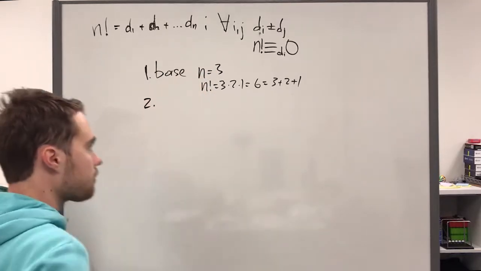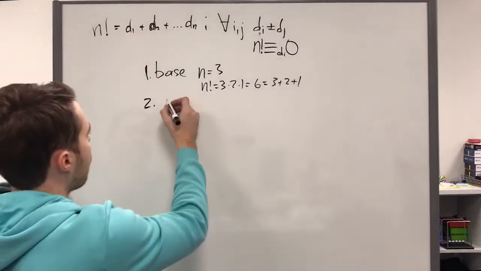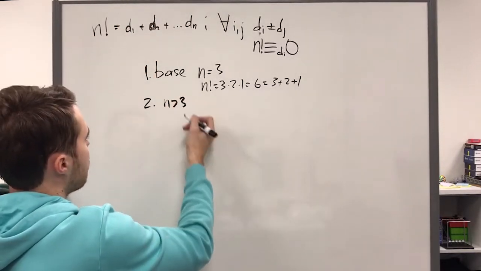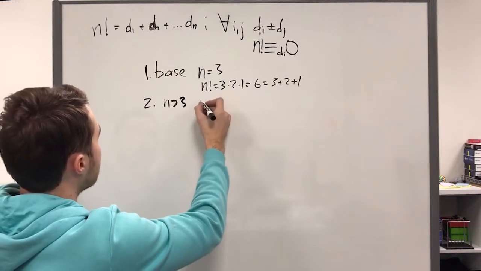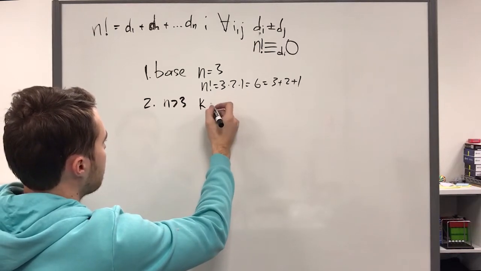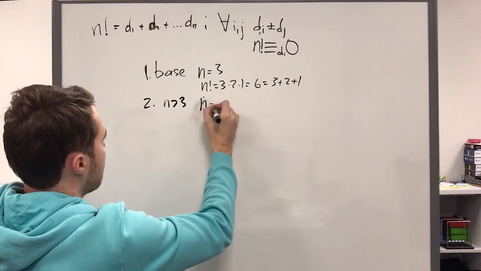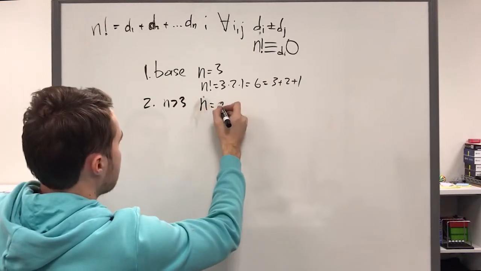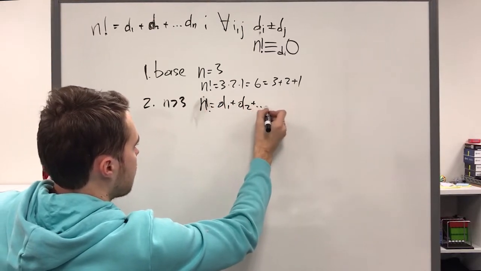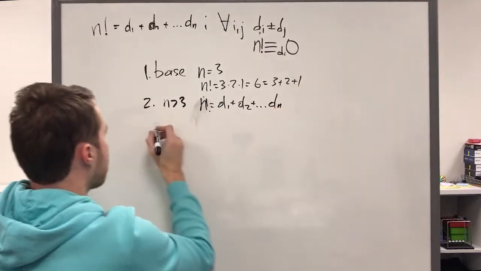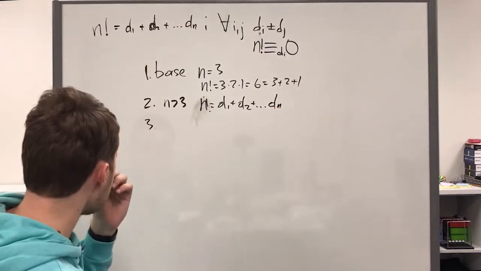Secondly, the induction hypothesis. The induction hypothesis is basically this, right? For any n greater than 3, okay, let's say k, right? Oh yeah, let's do n. It will be possible to represent n factorial as d1 plus d2 plus up until dn. And now the inductive step. So let's try to do that.